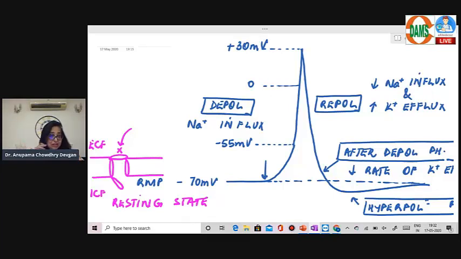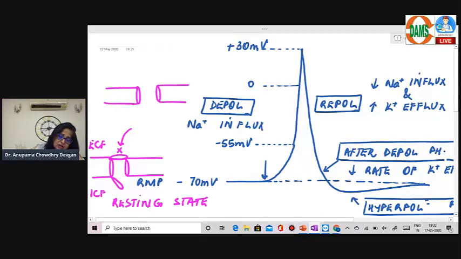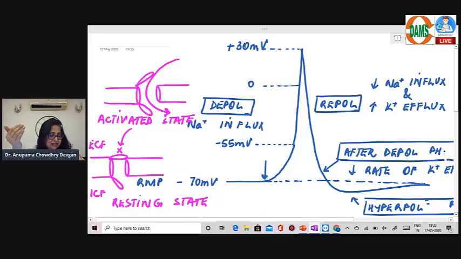Remember, these are voltage gated channels. When you give a stimulus, the activation gate will open up. Inactivation was already open, so there is going to be an influx of sodium. This is known as the activated state of the sodium channel. So from resting state, it goes to the activated state. Activated state means opening of the activation gate and influx of sodium. Now remember, these are fast channels. Fast to open, fast to close.